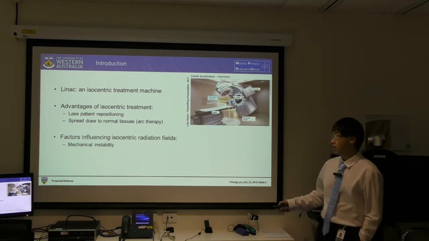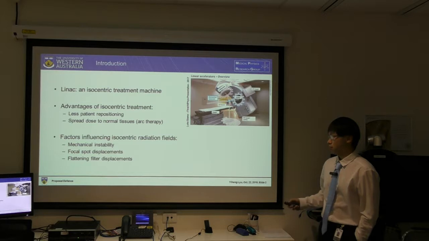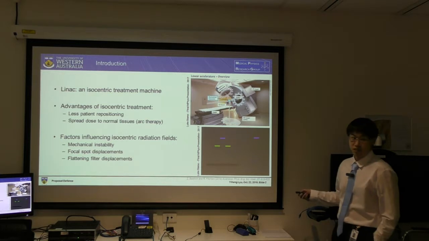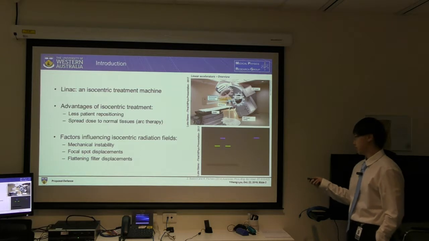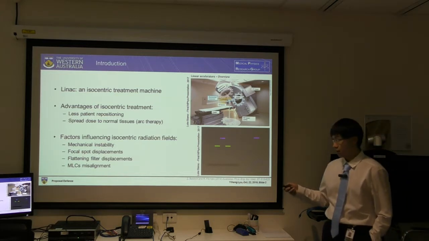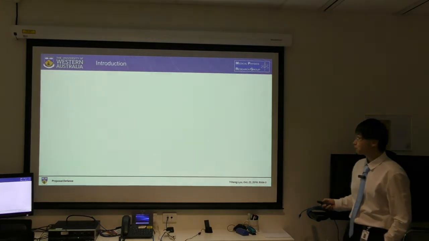Besides mechanical instability, there are some other factors influencing whether we have an isocentric radiation field. We may have displacements of the focal spot or the flattening filter. This gives us a visualization of how these two displacements affect the beam. If the focal spot is perfectly aligned with the top of the FF, the beam profile will be flat and symmetric. However, if it's not, the beam profile will be oblique, and we will have non-isocentric radiation fields. Also, if we are using MLC and there is MLC misalignment, the radiation fields might also be non-isocentric.